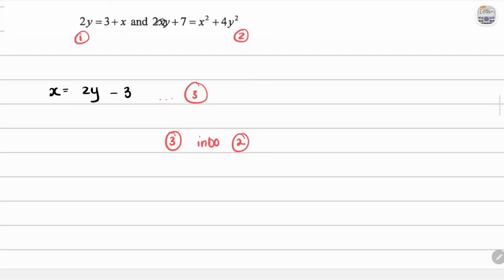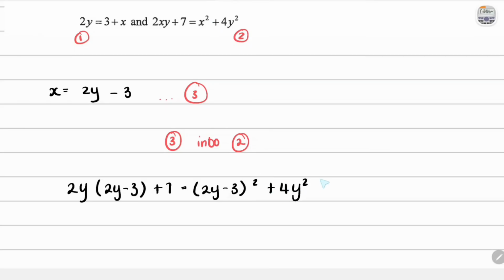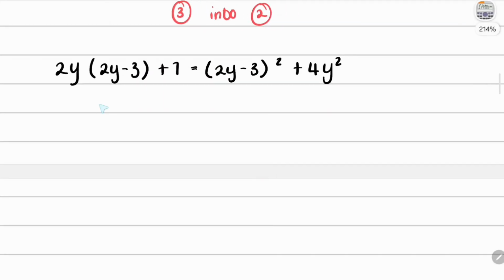Okay, so this is going to be, wherever you see x, we're going to replace it with 2y minus 3. So that is 2x, but you see there's a y after. So it's best to write the y next to the 2, and then we apply that x. So that is now 2y minus 3. And then plus 7 is equal to, and there's an x again. So that's going to be 2y minus 3 all squared. And then plus 4y squared.